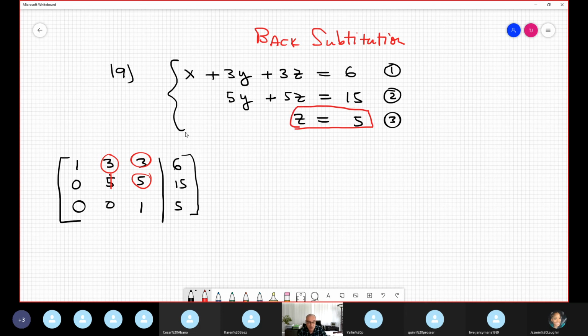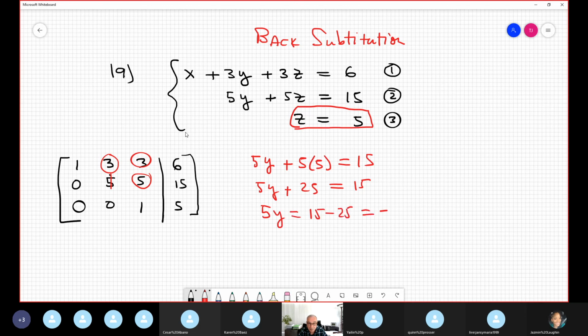Substituting 5 into the second equation, que es 5y plus 5 times 5 equals 15. 5y plus 25 equals 15. 5y is equal to 15 minus 25, que es negative 10, divided by 5 both sides. y is equal to negative 2. Super.